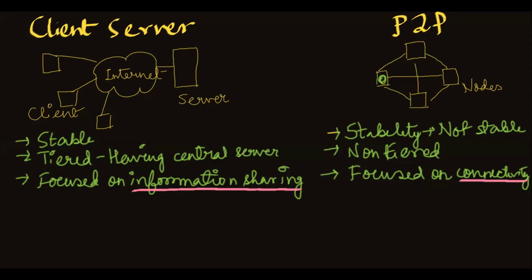But P2P, how is this doing? P2P is something like that: everyone is holding everyone's hand, right? I am understanding one thing and you are understanding one thing. You are passing that information to others, and they are also understanding the same thing. So this is one advantage of P2P, since it is focused on connectivity, and this is one advantage of client server. Then also both architectures are getting used. Why? We will see that in the next point.